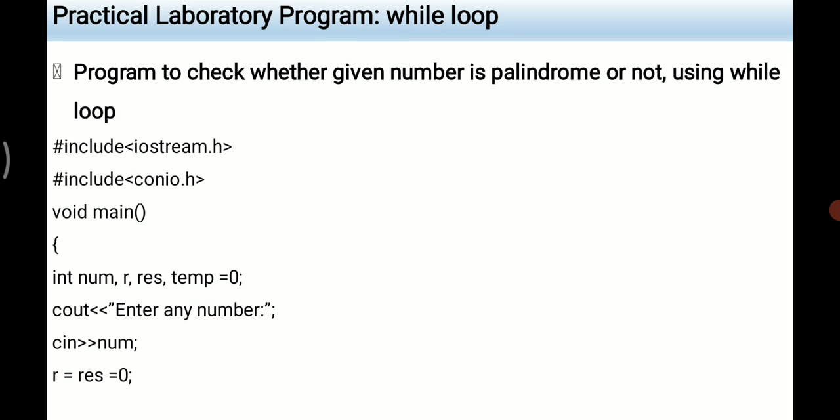Then we have the output statement, that is the cout statement: enter any number. So first we have to provide some number, and then we check whether that given number is a palindrome or not. Then we have the cin statement, that is the input statement, num. For example, if you provide a number like 191, then 191 will be assigned to num. Then we have r = res = 0, so you are assigning the value 0 to both the r as well as the res variables.